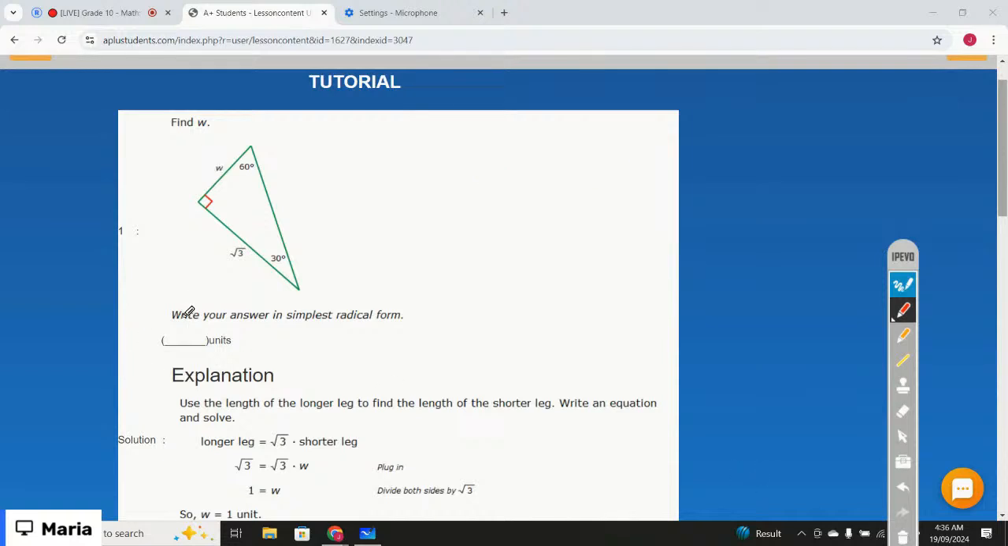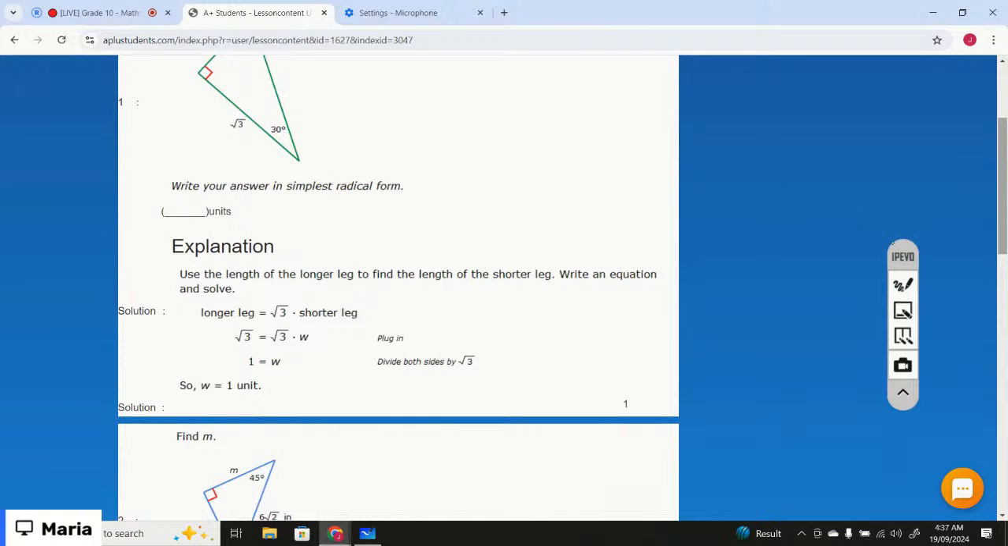So how do we calculate? Use the length of the longer leg to find the length of the shorter leg. Write an equation: longer leg equals square root 3 times the shorter leg, right? We need to find the shorter leg, right? So longer leg is square root 3. So square root 3 equals square root 3 times w. That means w equals 1. So that means the shorter leg length equals w equals 1, right?